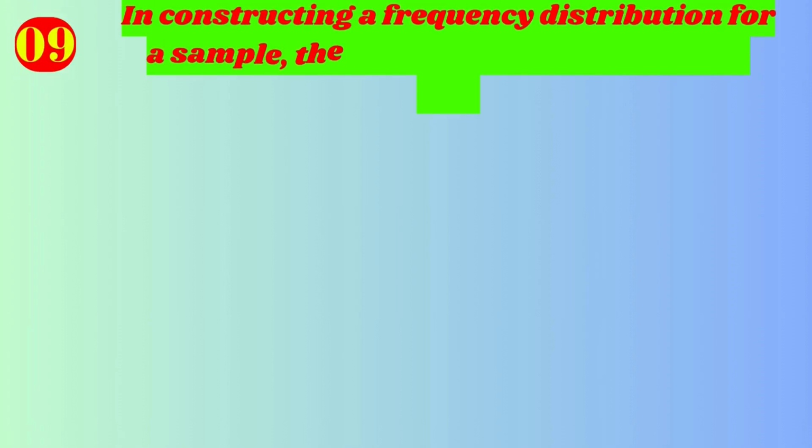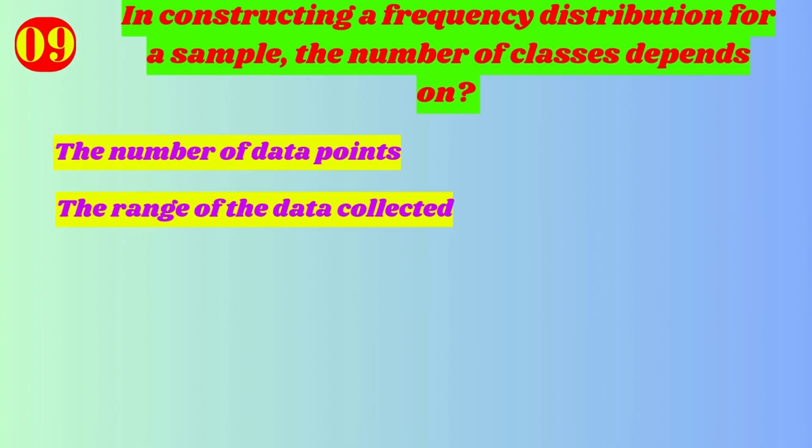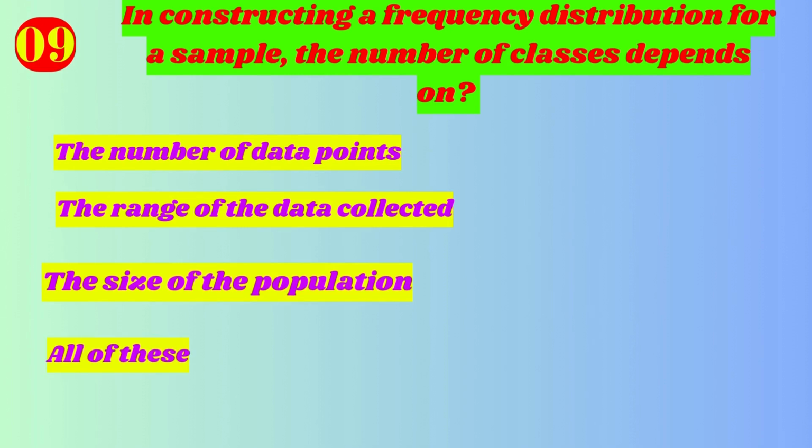In constructing a frequency distribution for a sample, the number of classes depends on: the number of data points, the range of the data collected, the size of the population, all of these, A and B but not C. The correct option is A and B, but not C, because the number of classes in a frequency distribution depends on the number of data points. The larger the sample size, the more classes you can have, and the range of the data collected. A larger range may require more classes to capture the variation.